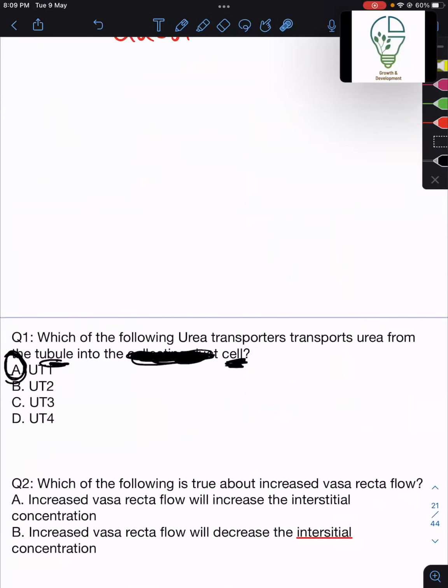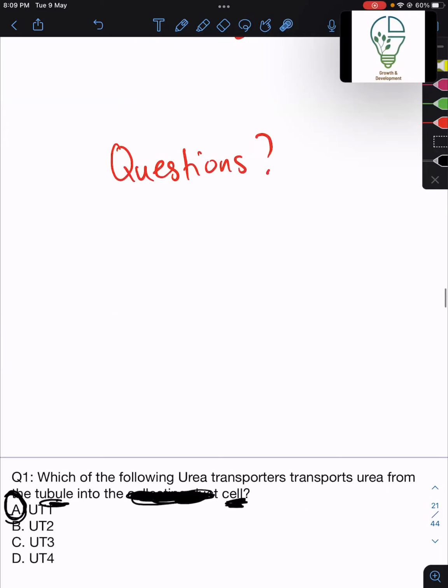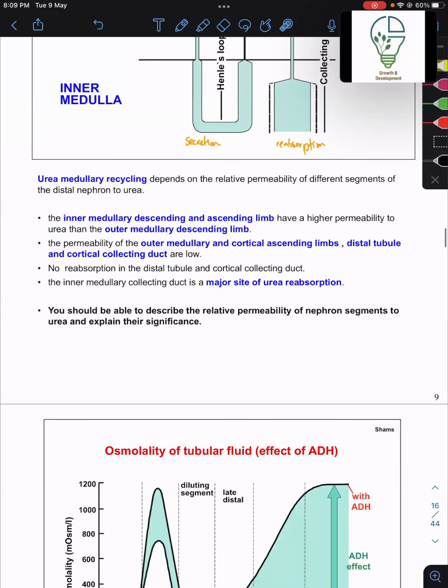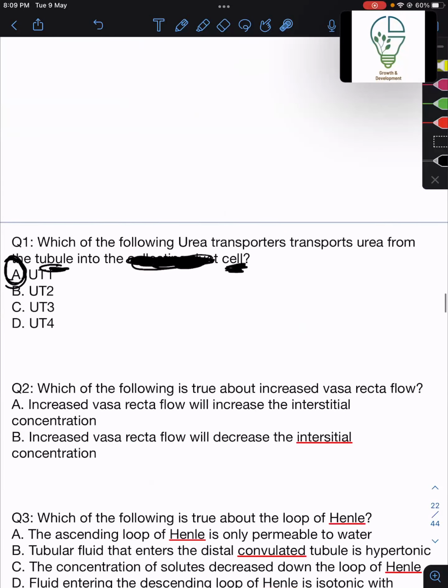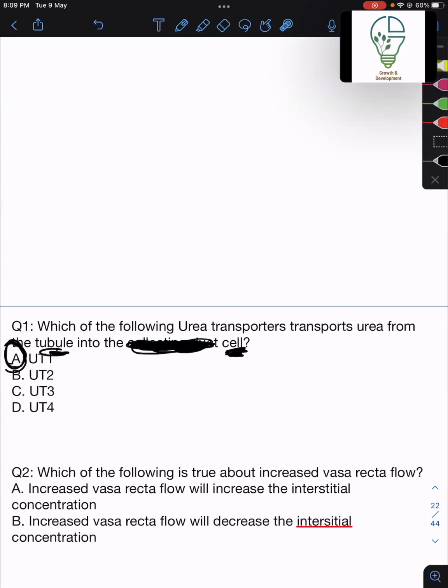Okay, which of the following is true about increased vasa recta flow? Oh, I think I actually forgot to explain this concept. If you guys want to answer it, you can, but if not, I'm going to explain it again. So which of the following is true about increased vasa recta flow? A, increased vasa recta flow will increase the interstitial concentration, or B, increased vasa recta flow will decrease the interstitial concentration. I'll explain it again regardless, but I just want you guys to give it a try. See if you can apply your knowledge.